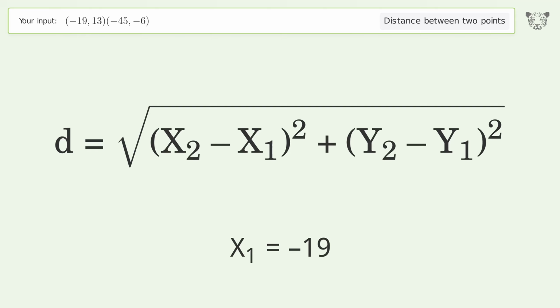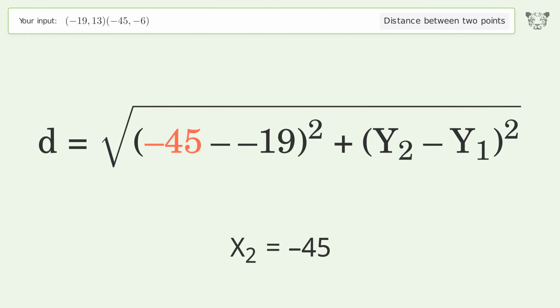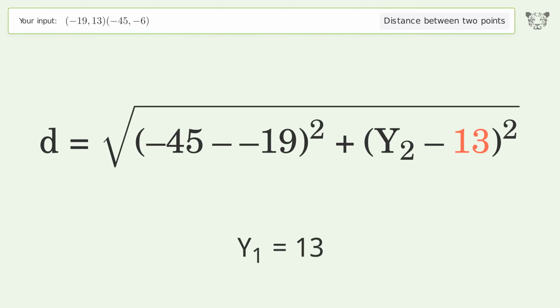x1 equals -19. x2 equals -45. y1 equals 13. y2 equals -6.